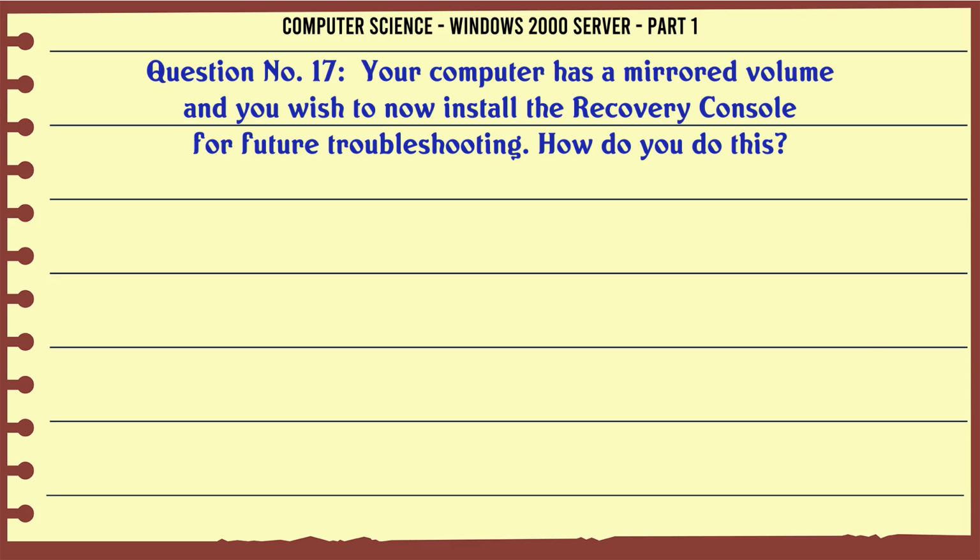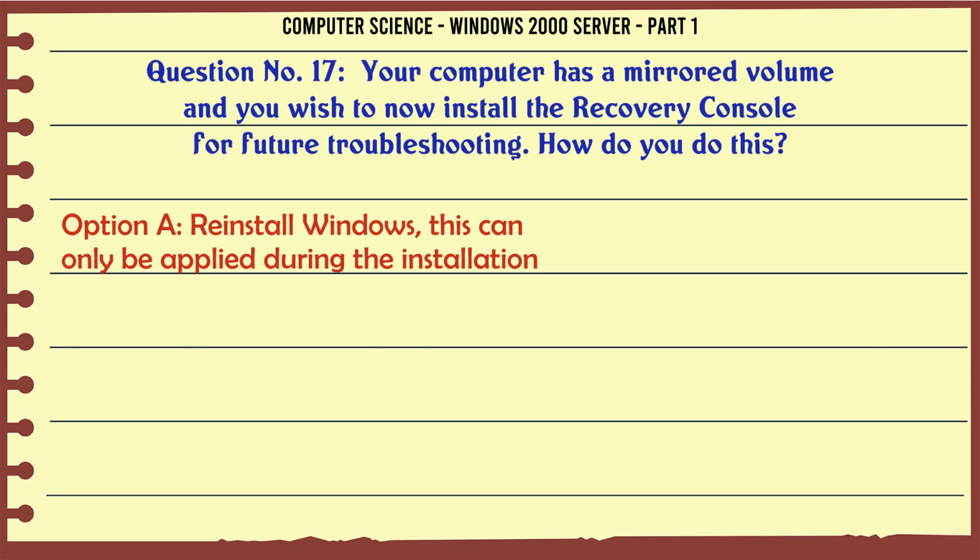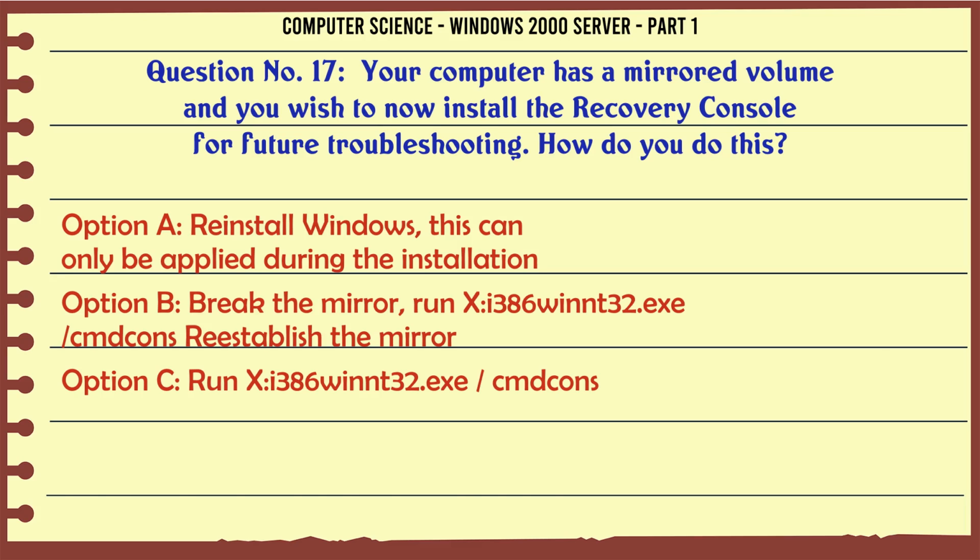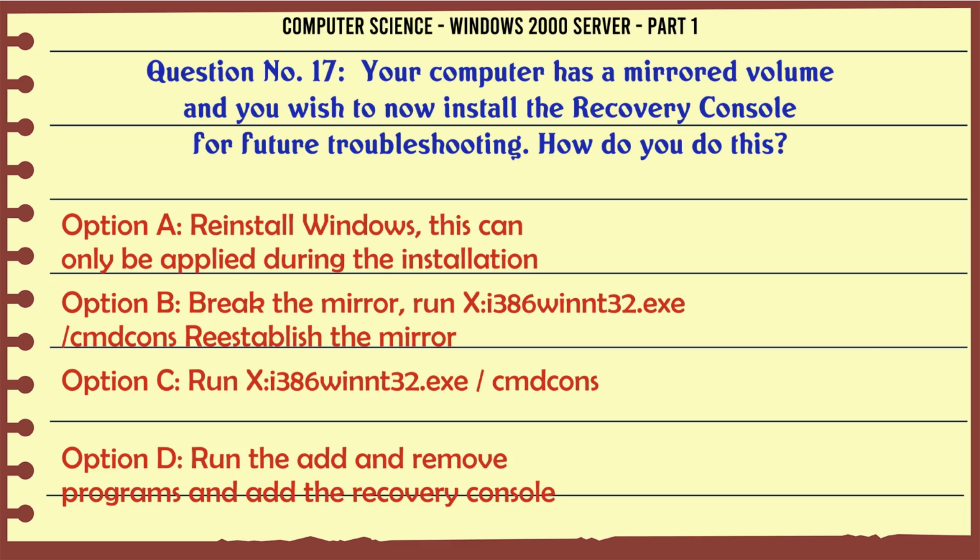Your computer has a mirrored volume and you wish to now install the Recovery Console for future troubleshooting. How do you do this? A. Reinstall Windows. This can only be applied during the installation. B. Break the mirror. Run i386\winnt32 /cmdcons. Re-establish the mirror. C. Run i386\winnt32 /cmdcons. D. Run Add/Remove Programs and add the Recovery Console.